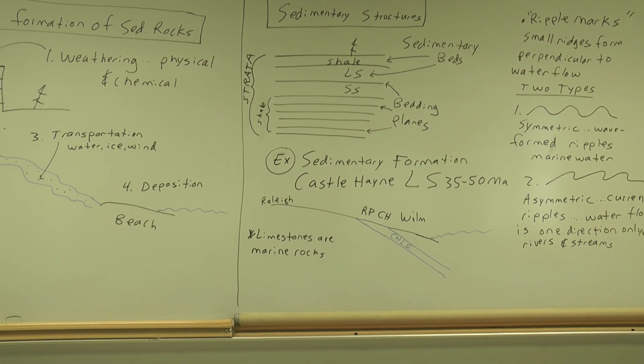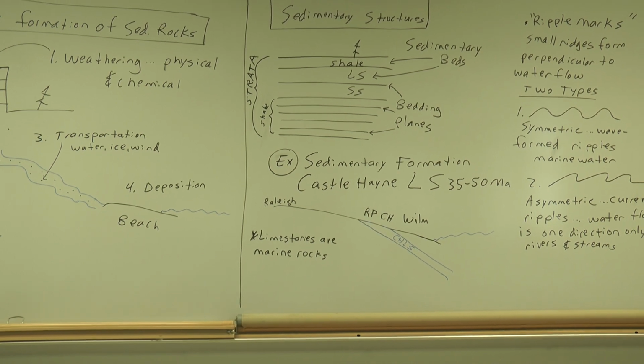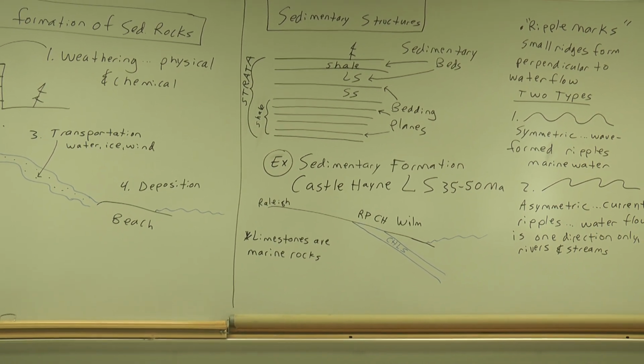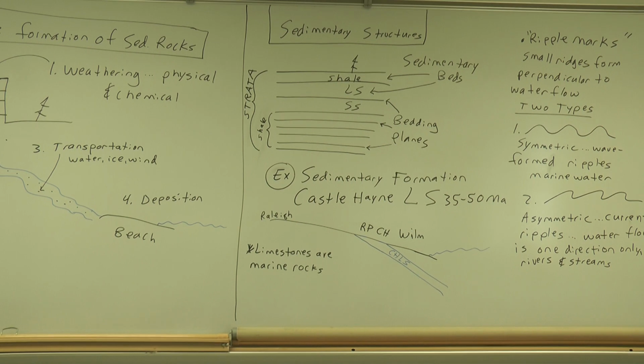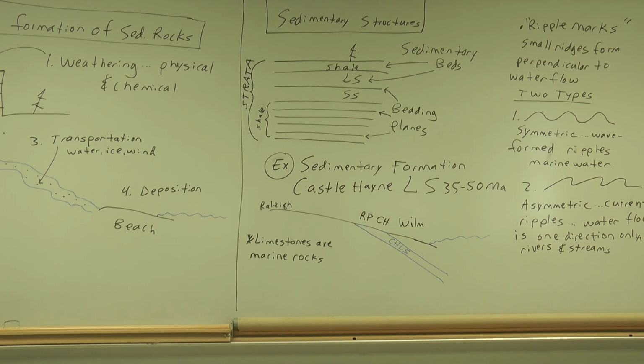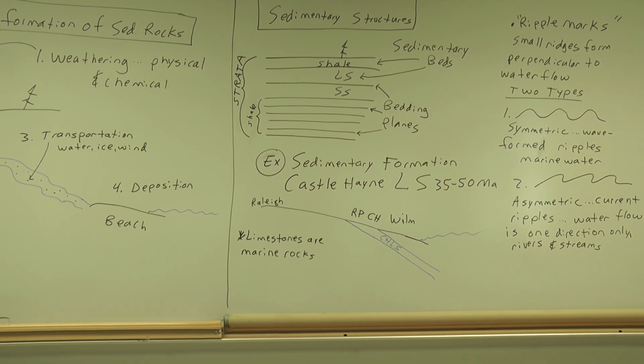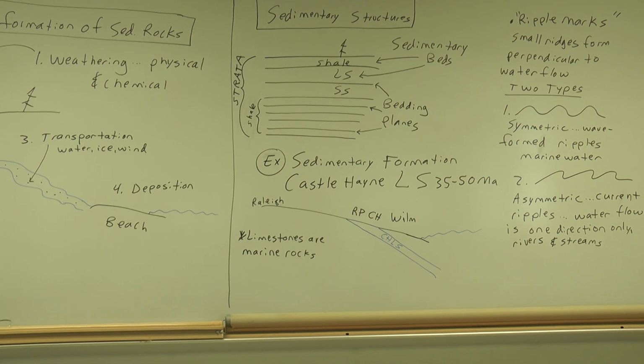What about Raleigh? Okay, back then in the Eocene, 35 to 50 million years ago, was sea level as high as where Raleigh is today? The answer is no. Why do we say that? Because the Castle Hayne limestone doesn't go all the way to Raleigh.